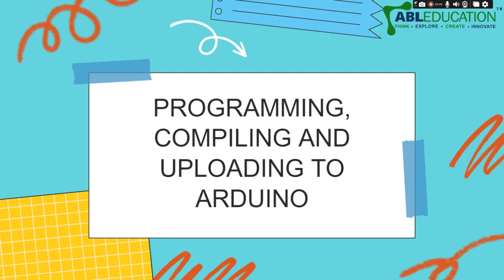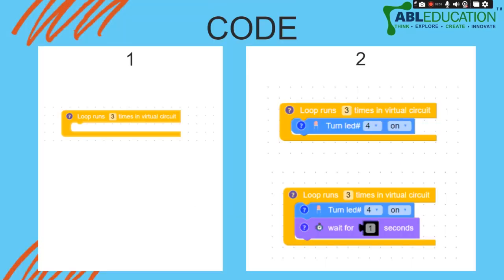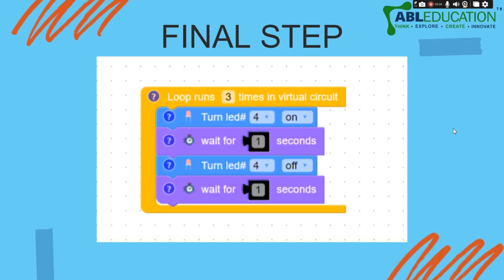Moving on, we have programming, compiling and uploading to Arduino. In the coding, we first have to take a loop which runs here. I have taken it 3 times, but you can take it as many times as you want, even infinite times. Inside it, I have written turn LED 4 on. I have given a very simple command that my LED, connected to digital pin number 4, should be on. In the second line, I have added a wait of 1 second, so when my LED turns on, it stays on for about 1 second. The code pauses for 1 second here, so my LED remains on for 1 second.